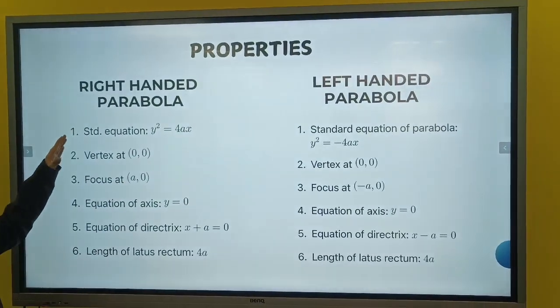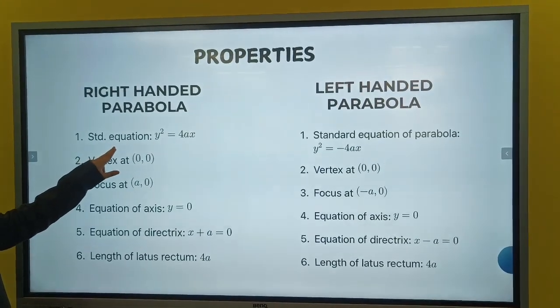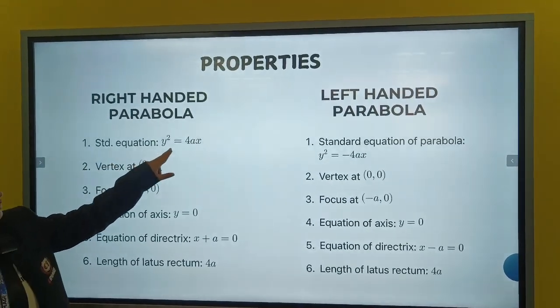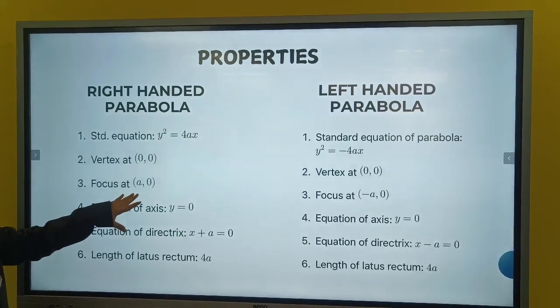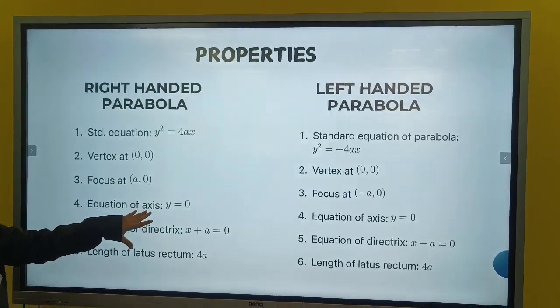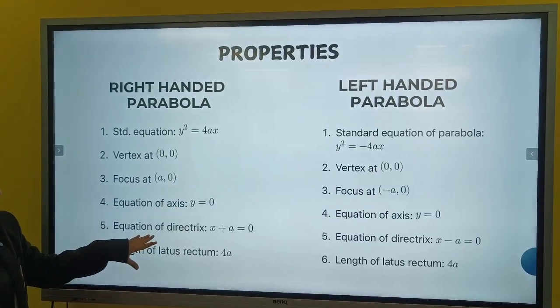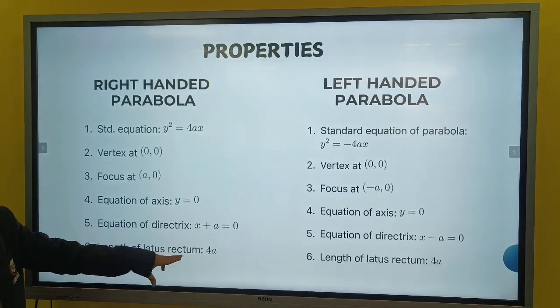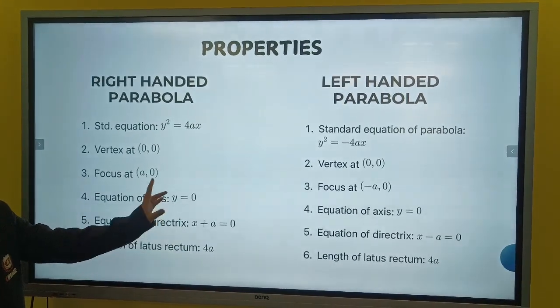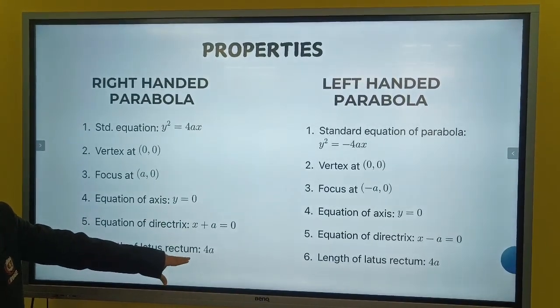Now, the right-handed parabola has the standard equation y square is equal to 4ax. Its vertex is at 0, 0, focus is at a, 0, and equation of the axis is y is equal to 0. The equation of the directrix will be x plus a is equal to 0, and the length of the latus rectum, which remains the same for both the parabolas in this case, is 4a.